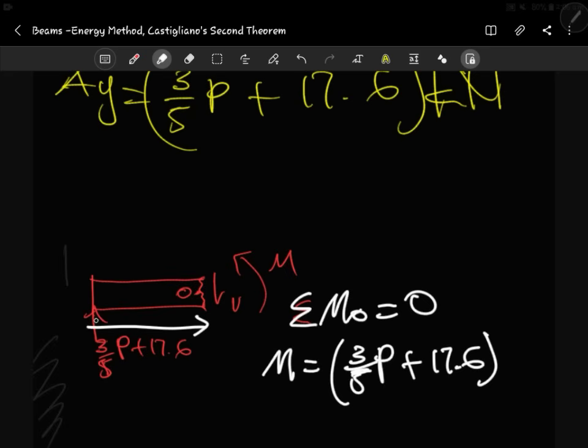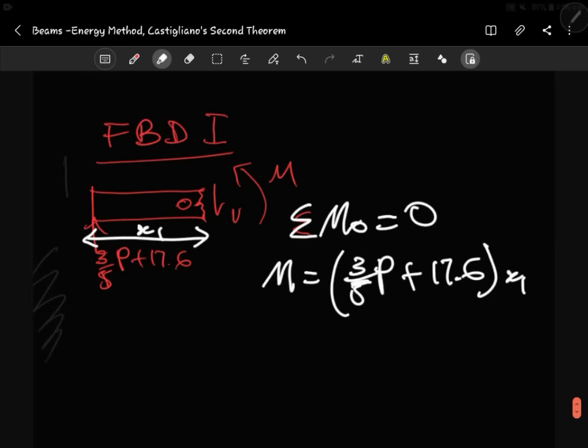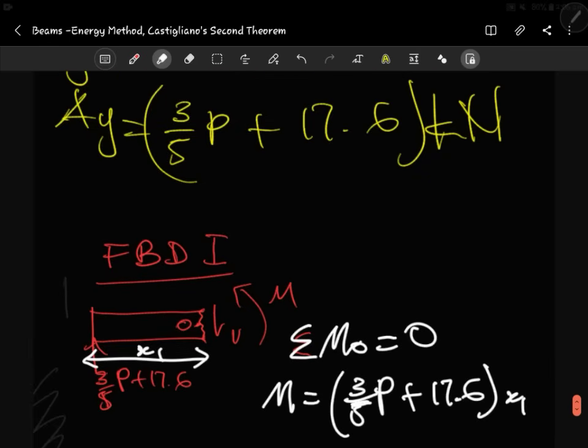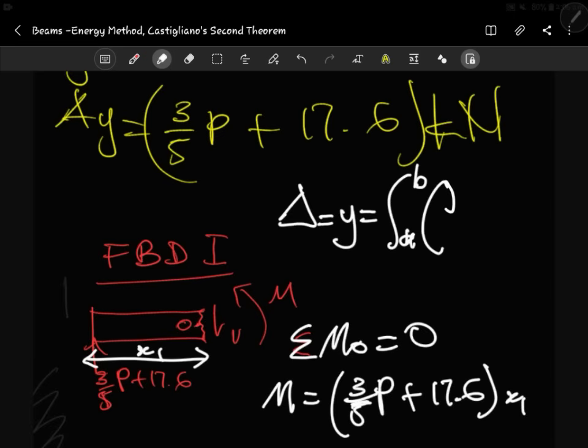So then we have M being equal to this 3 on 5 P, right, plus 17.6, and the distance as well. This whole length of the first section in free body diagram 1 is xi, right. So now we have this, but then for this method, the deflection has a particular equation. The equation is of this sort that we see. You have to find the deflection, which is the same as this, right. It's actually integration from the lower limit to upper limit, right. And then we have the derivative with respect to, let's take it down.